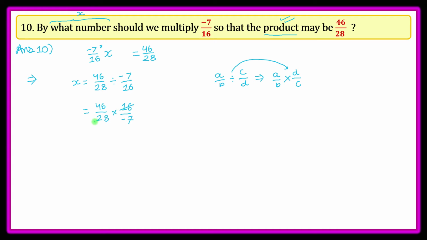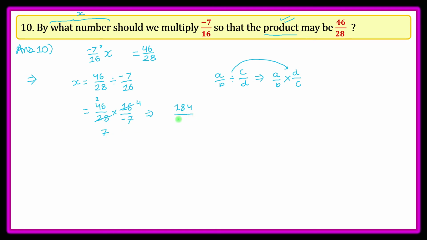We can cut the common factor of 4. So 4 fours are 16 and 4 sevens are 28. Now it will equal 46 into 4, and if you multiply, you get 184. 4 sixes are 24, 2 carried over. Then 4 into 4 is 16 plus 2 is 18. So 184 at the numerator.